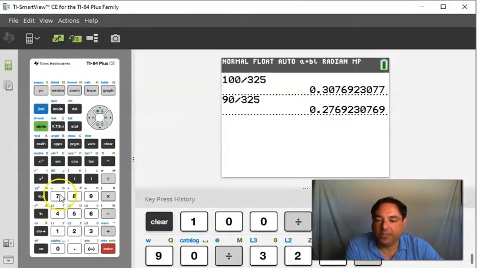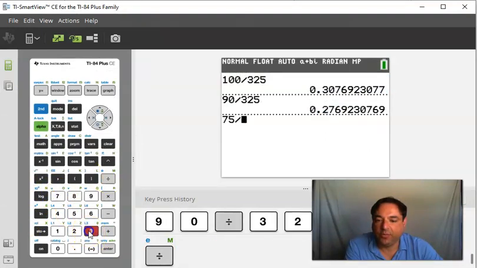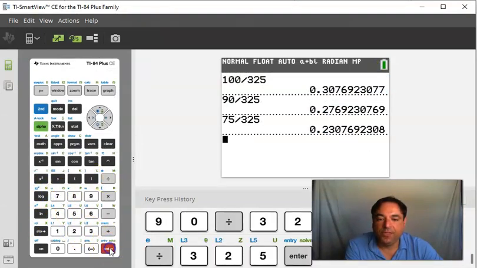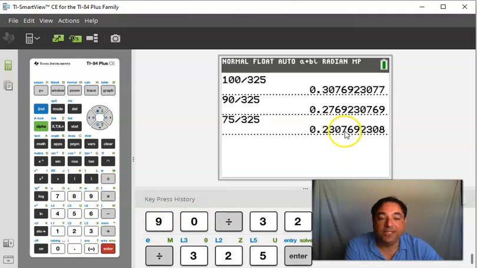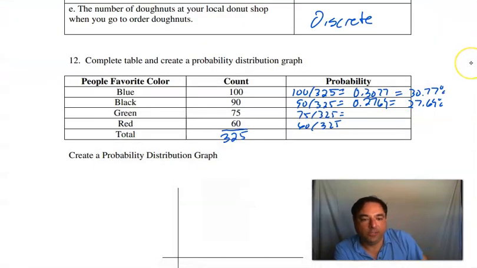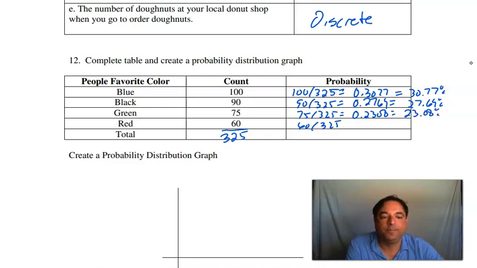Then we have 75 divided by 325. So we'll put that in the calculator. 75 divided by 325. That gives us 0.23076. So the 6 makes the 7 go up. So that'd be 0.2308, which would be 23.08%.